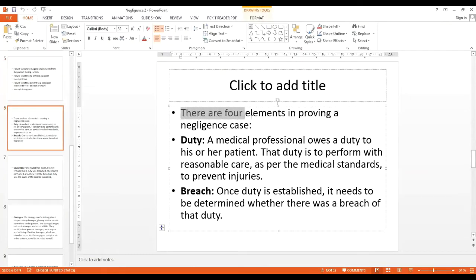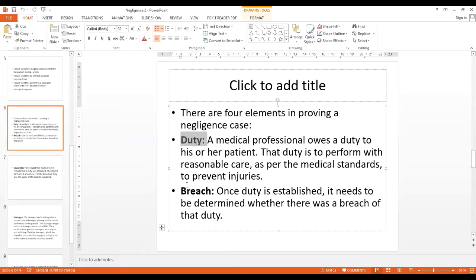There are four elements in proving a negligence case. This is the theoretical question. In a theoretical question, we give a question like what is medical negligence, and write down or elaborate the 4 D's of medical negligence. Here there is D1. D1 means the duty. A medical professional owes a duty to his or her patient. The duty is to perform with reasonable care as per the medical standards to prevent injuries. This is the duty of a doctor, and that is D1.